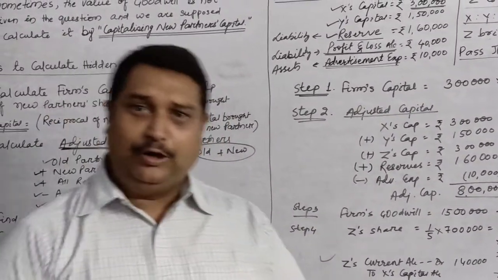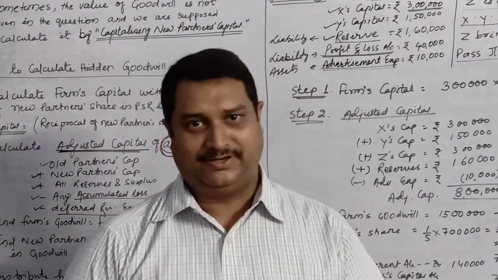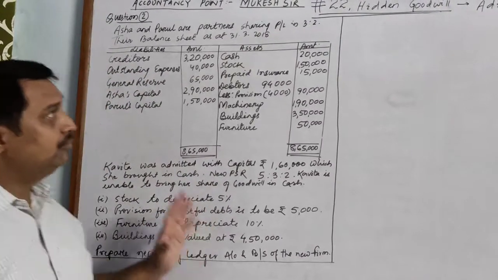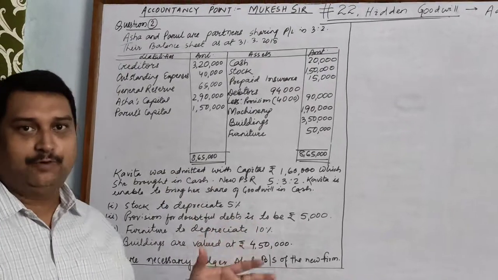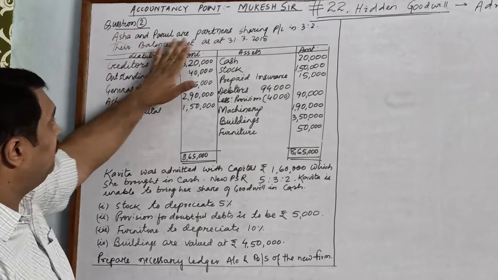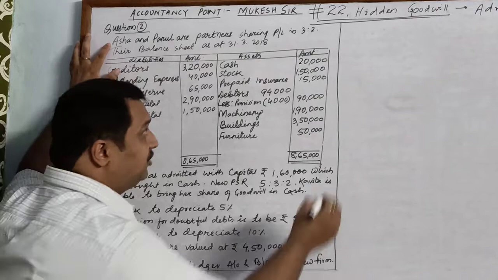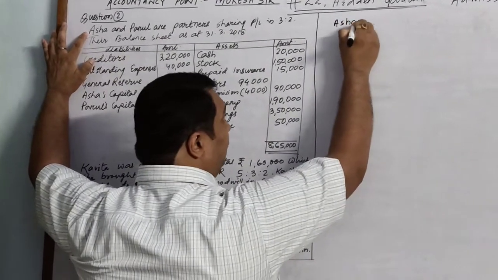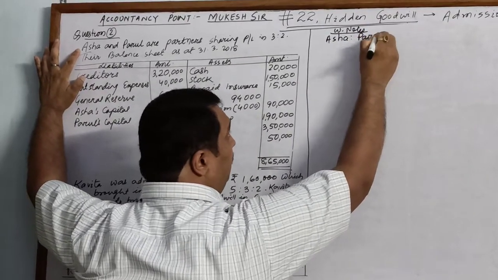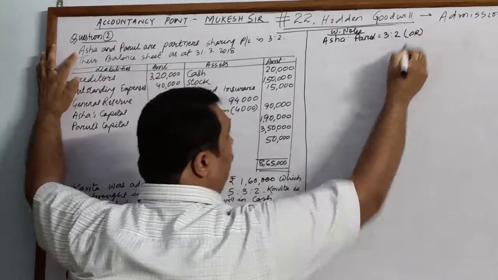Now we will take a full question and see how to solve the sum of hidden goodwill. This is a question which I have taken in order to show you the working and the various things for hidden goodwill. Here I have taken a question which says that Asha and Parul are partners sharing profits and losses in the ratio 3:2. So this is the old ratio. This is the working notes. Asha is to Parul is equal to 3:2. This is the old ratio.